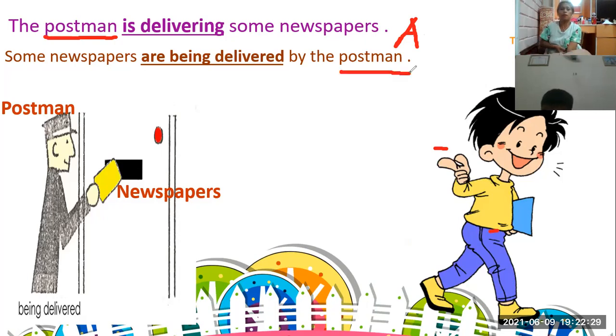The postman is delivering some newspapers, and some newspapers are being delivered by the postman. Can you see that? So the postman is delivering some newspapers, and another, some newspapers are being delivered by the postman. So can you see the difference, tab?